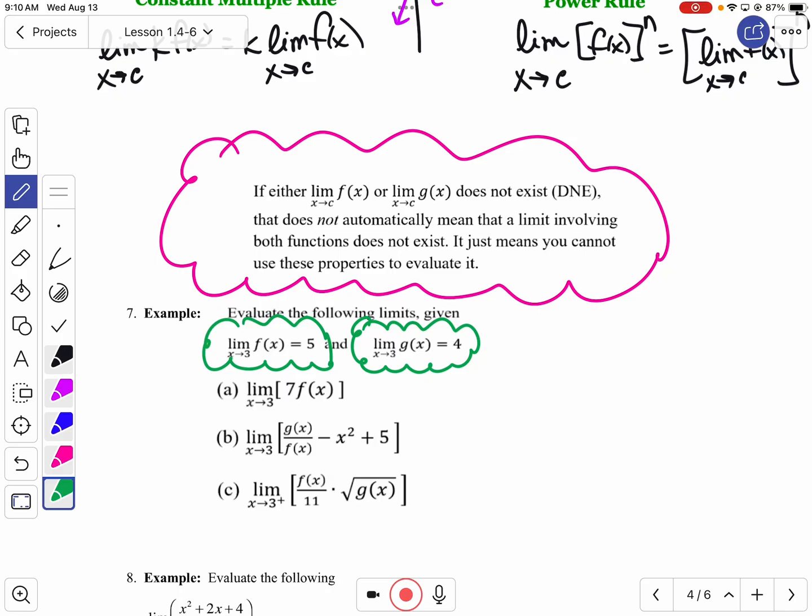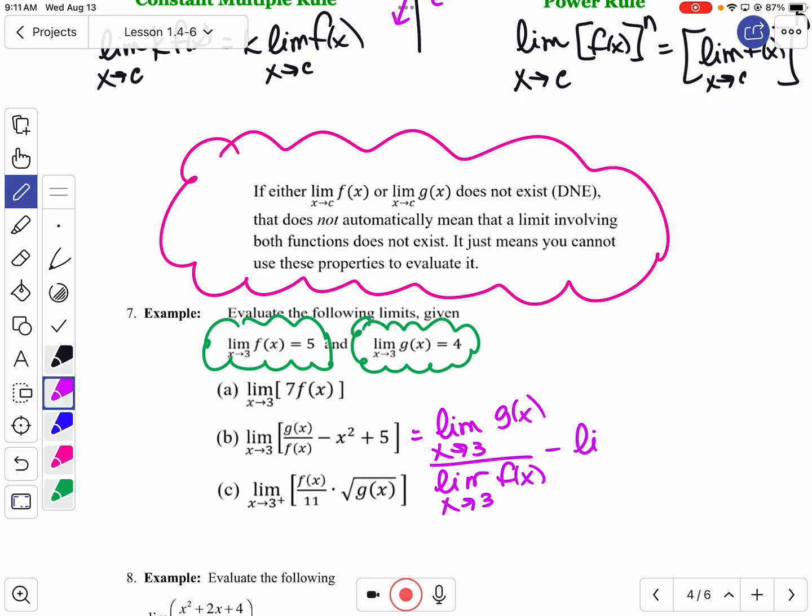So if I look at that first one, actually, I'm going to do the second one with you, and I'm going to let you do the other two. All right, so let's look at B. So I want the limit as x approaches 3 of g of x divided by f of x minus x squared plus 5. What this really means is that I can split all of that apart. I can take the limit as x approaches 3 of g of x. I can divide it by the limit as x approaches 3 of f of x minus the limit as x approaches 3 of x squared plus the limit as x approaches 3 of 5.